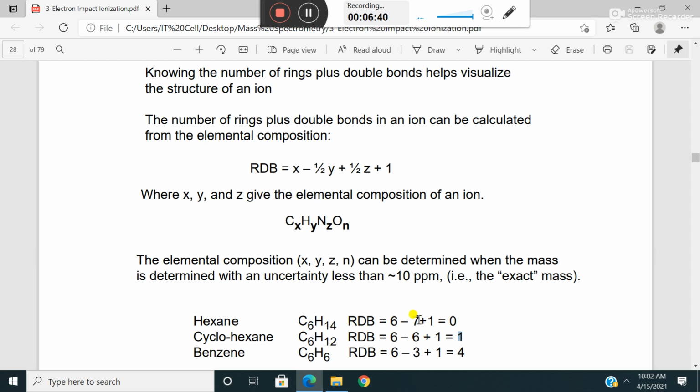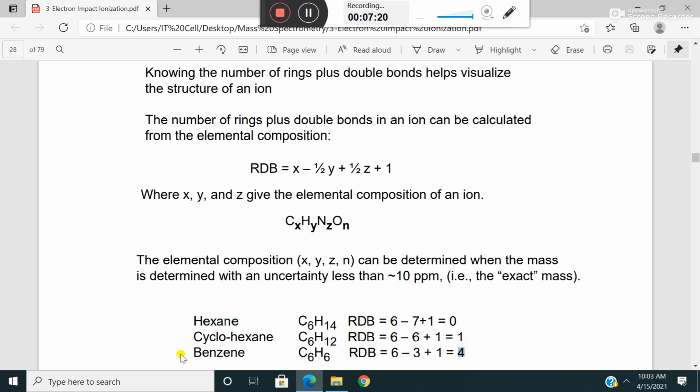of 14 is 7, and plus 1 you are getting 0. It means that this compound contains no double bond and no ring. What about benzene? Benzene usually contains 3 double bonds and 1 ring. So the carbon value is 6 minus half of hydrogen, which is 6, and 1/2 of 6 is 3. So 6 minus 3 plus 1, and we are getting 4.